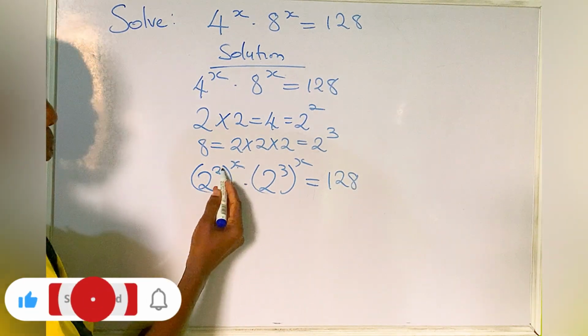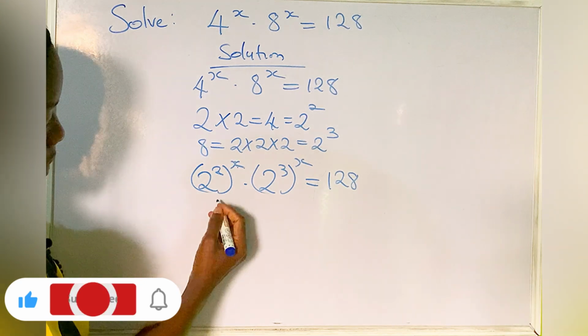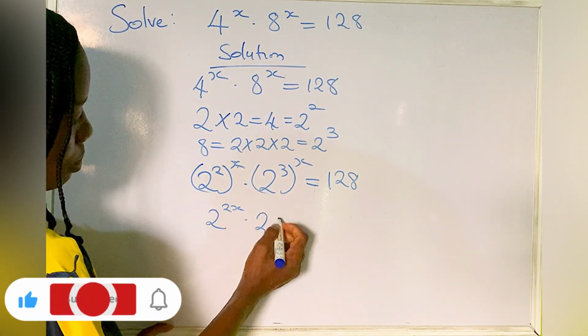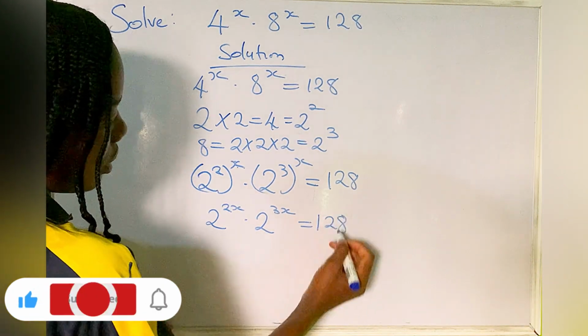So we're going to be multiplying the powers. We're using an exponential rule. So to multiply the powers, we have 2 to the power of 2x multiplied by 2 to the power of 3x is equal to 128.